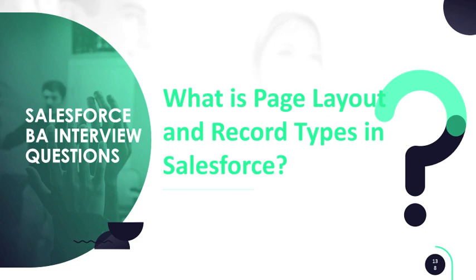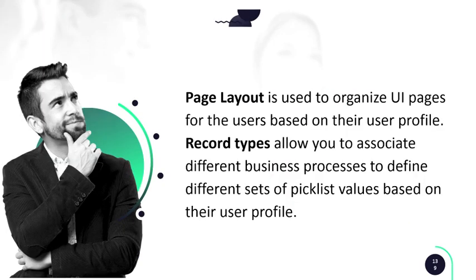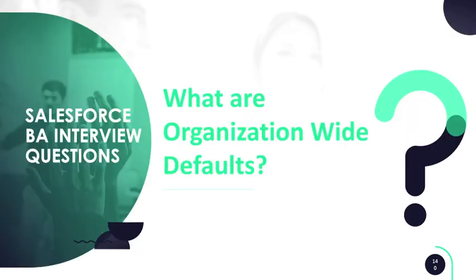Number 11. What are page layout and record types in Salesforce? Page layout is used to organize UI pages for the users based on their user profile. Record types allow you to associate different business processes to define different sets of pick list values based on their user profile.